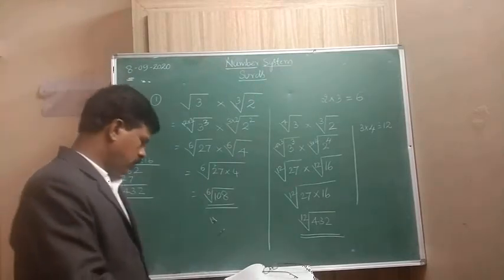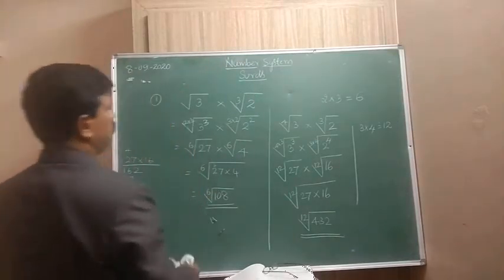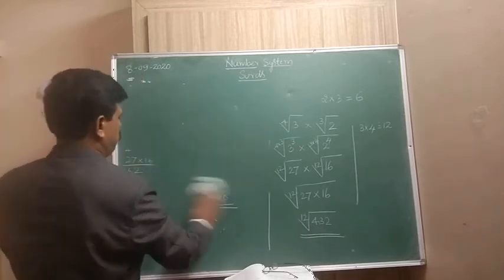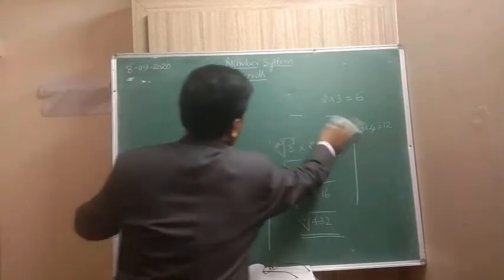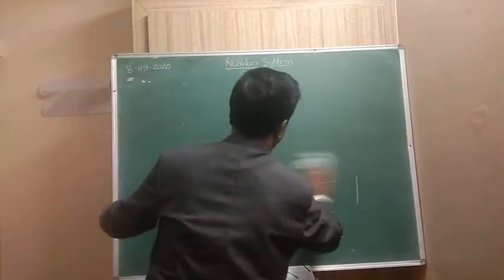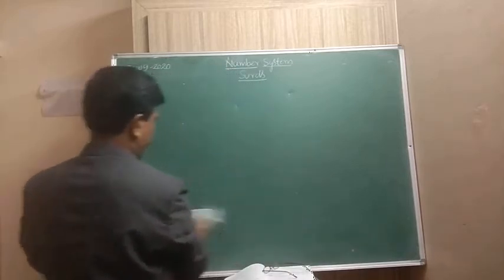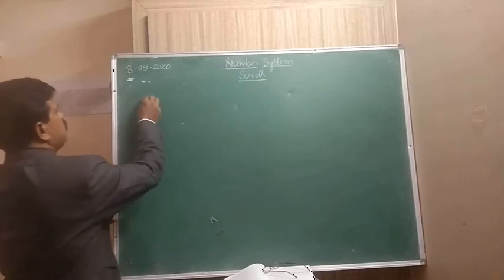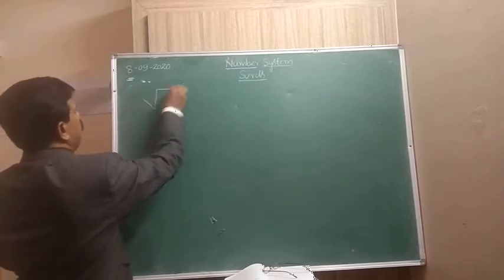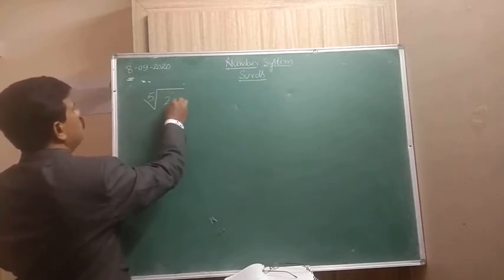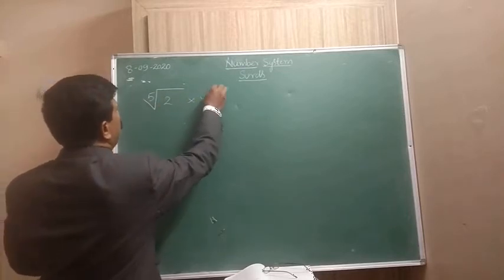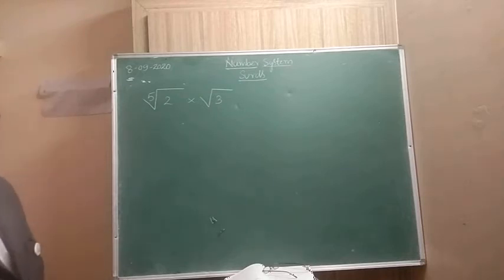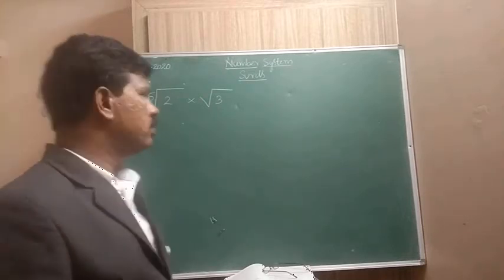Understood? Now I will show you one more. Clear? Just look at the problems: how to do multiplication with different orders. Now let us take one more: the fifth root of 2 into the square root of 3.